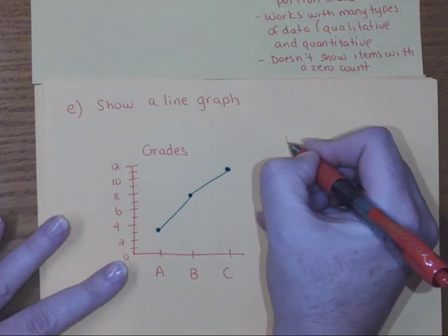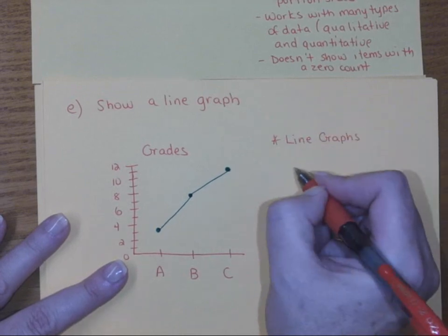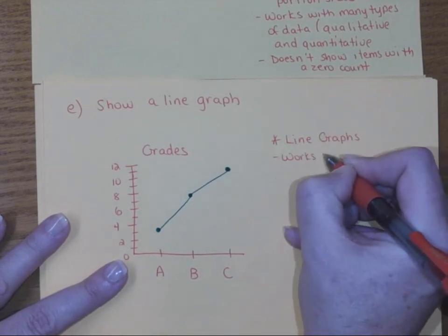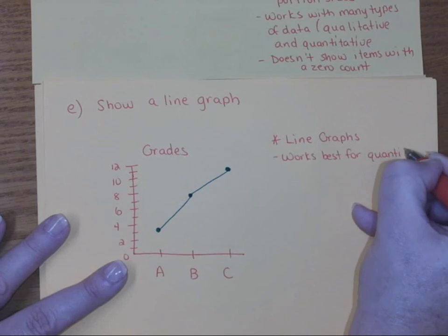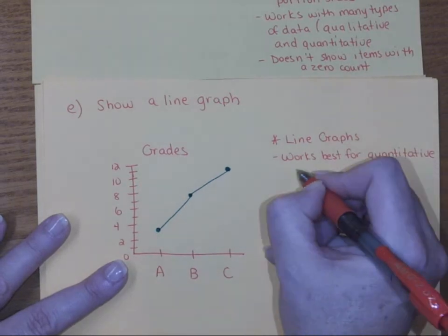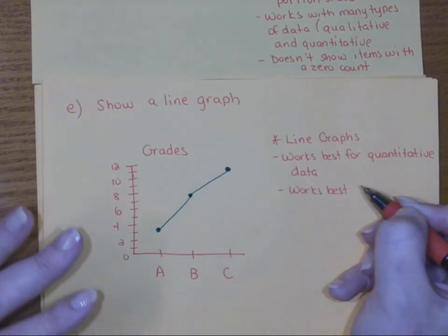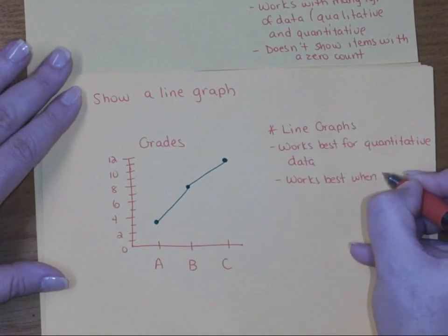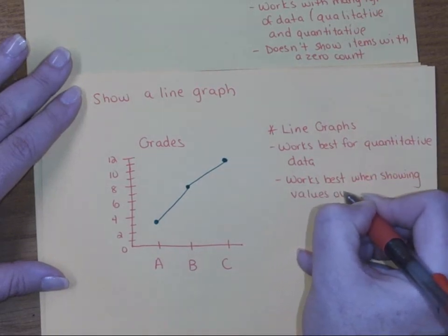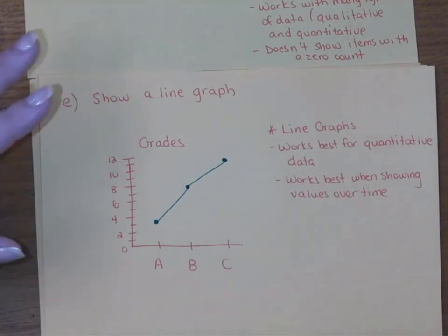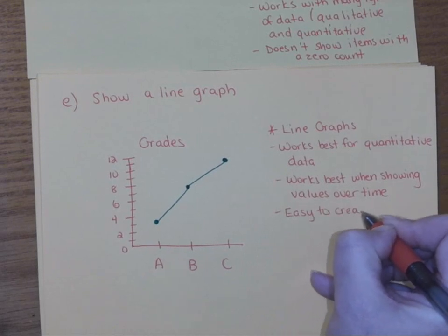Okay, all right, so let's talk about the qualities of line graphs. So this really works best for quantitative data. Notice that's not what we had here. And more than that, it works best when showing maybe values over time. That being said, they are easy to create and read, right? It didn't take us that long.